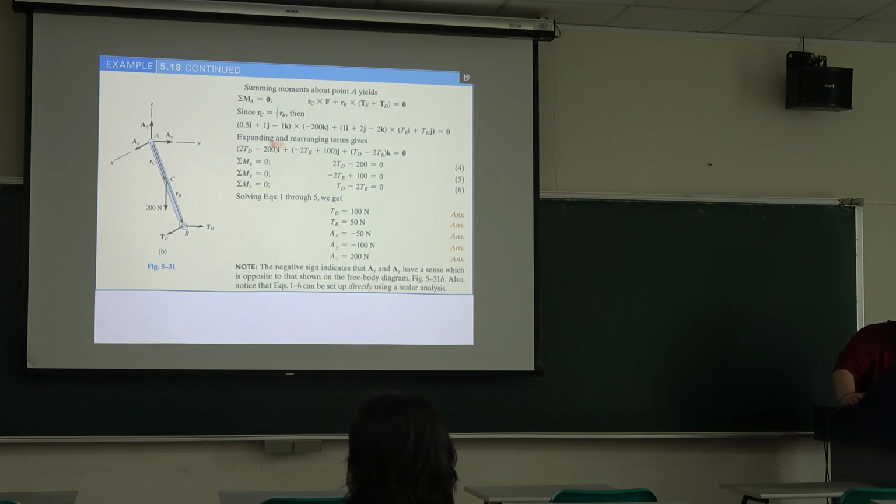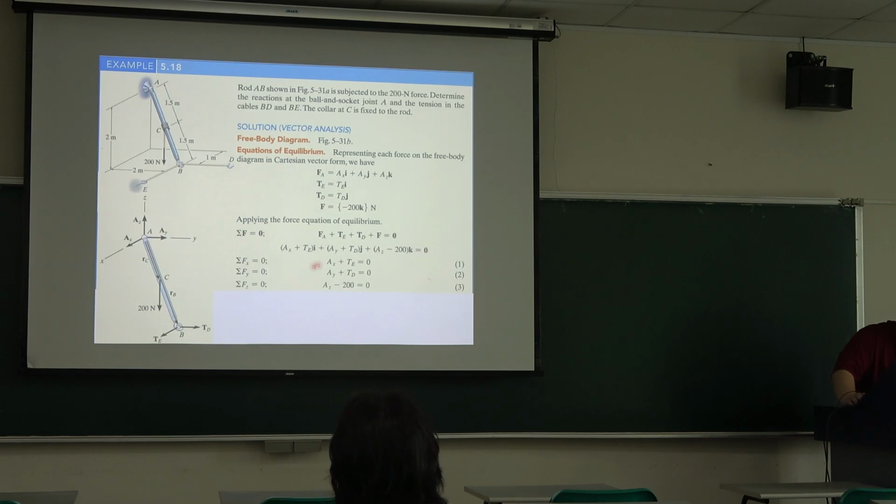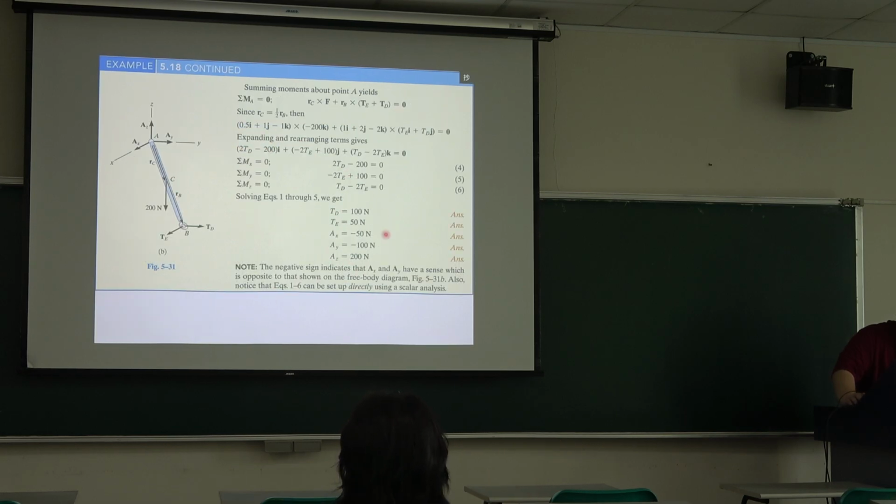Then we can get the i part, j part, and the k part equal to 0, and again do summation Mx equals 0, summation My equals 0, and summation Mz equals 0. Then we can get these three equations. So we can easily calculate TD and TE. Okay, when you have TD and TE, then we can get the AX and AY answer. So the answer is like this list.